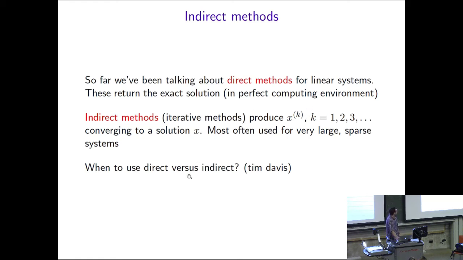So when should we use direct versus indirect? I had put this in the slides to remind myself that I wanted to pull a quote from Tim Davis, and I forgot, so all you have is his name. I guess that means you should go ask him. Tim Davis is a CS professor at University of Florida, if I'm remembering correctly, and he's written the majority of code for sparse matrix factorizations.